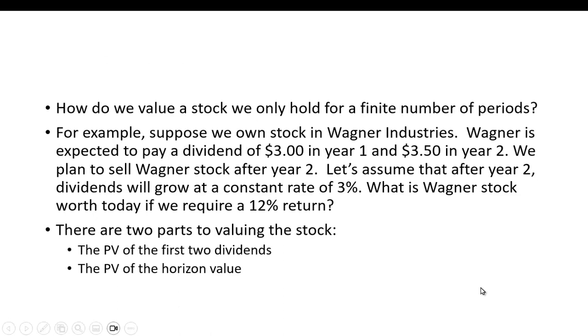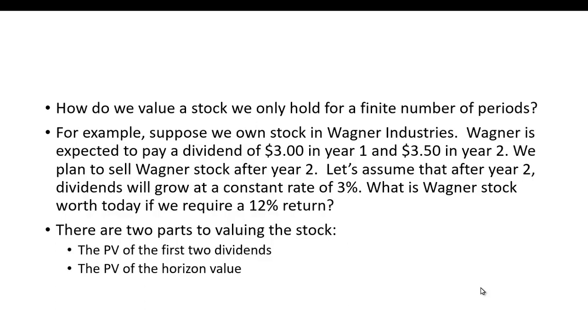So how do we value a stock we only hold for a finite number of periods? For example, suppose we own stock in Wagner Industries. Wagner is expected to pay a dividend of $3 in year 1, $3.50 in year 2, and we plan to sell Wagner stock after year 2. Let's assume that after year 2, dividends will grow at a constant rate of 3%. What is Wagner stock worth today if we require a 12% return?